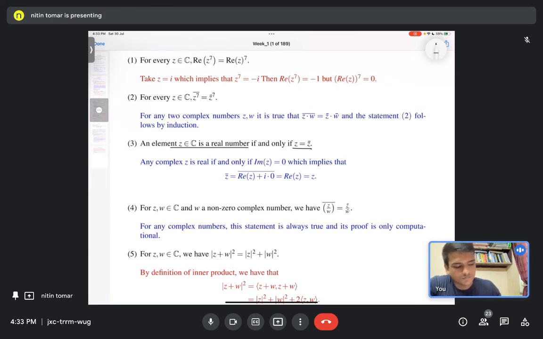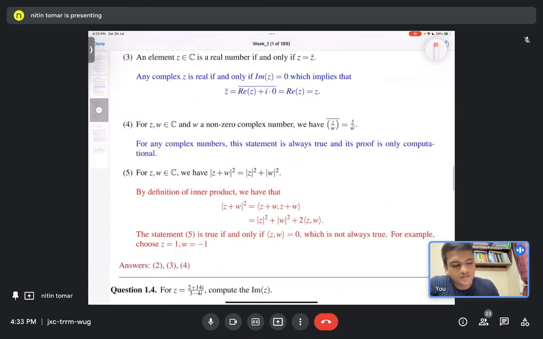So hence this is true. So this statement is true. You must have seen this many times. And the fourth statement is also standard.